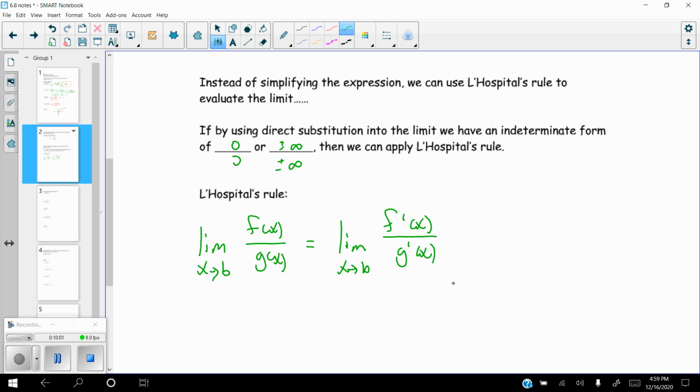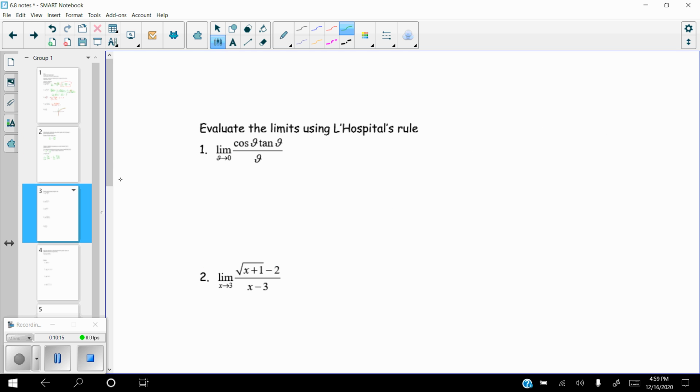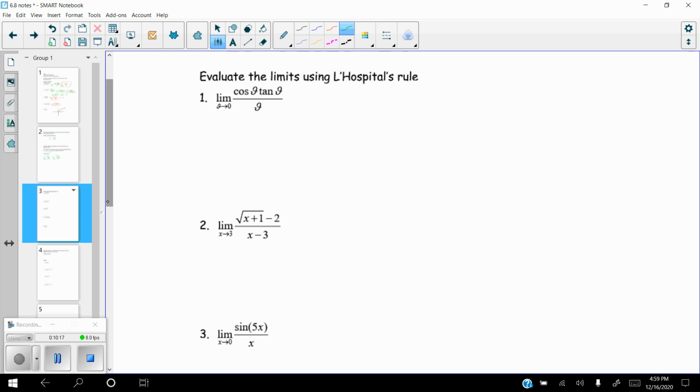All right, let's actually go ahead and do some examples because, like I said, this does make things a lot easier to do overall. You do have to be able to take derivatives. So we had to at least get through the derivative topic before we could do this. All right, so let's evaluate these limits using L'Hopital's rule.